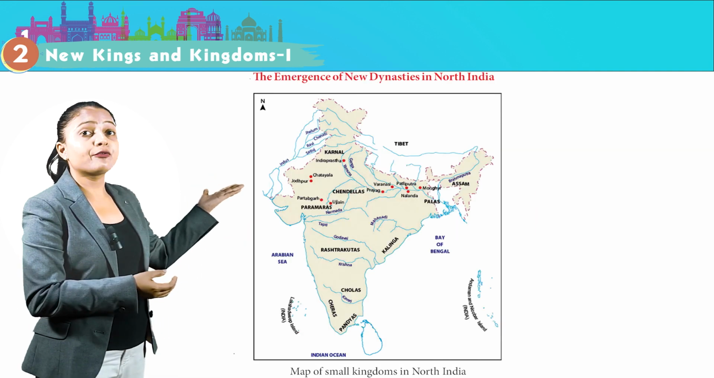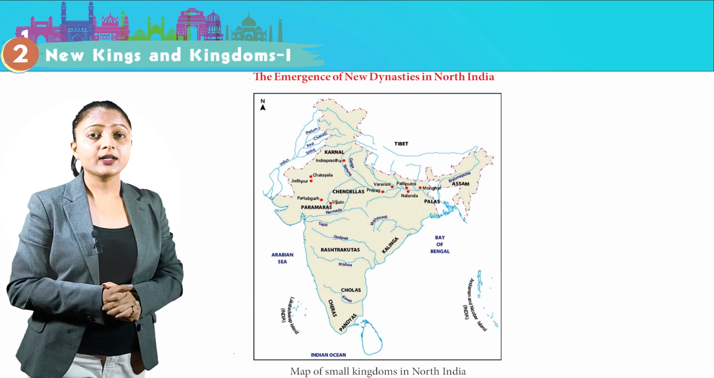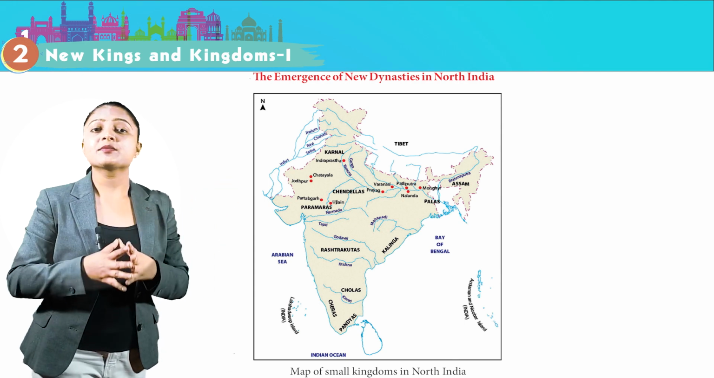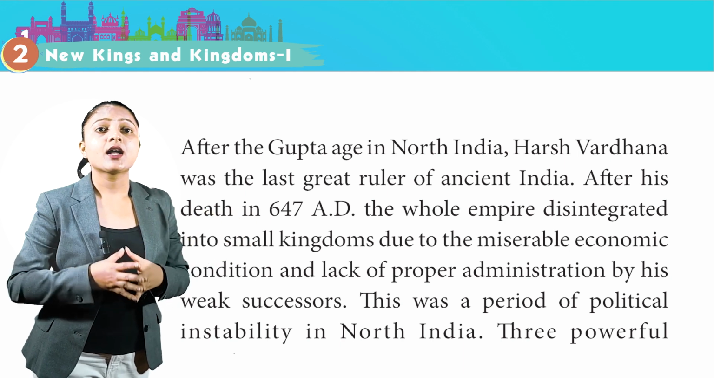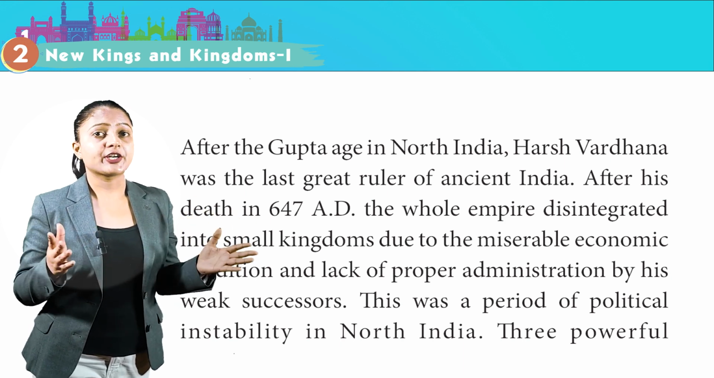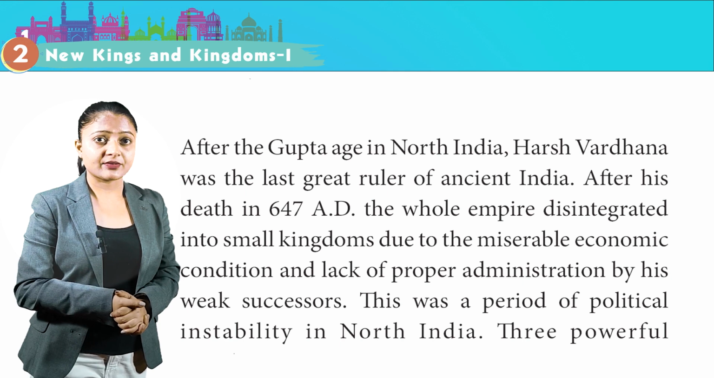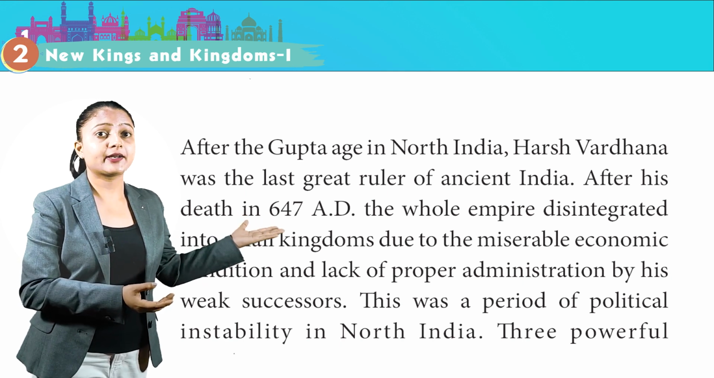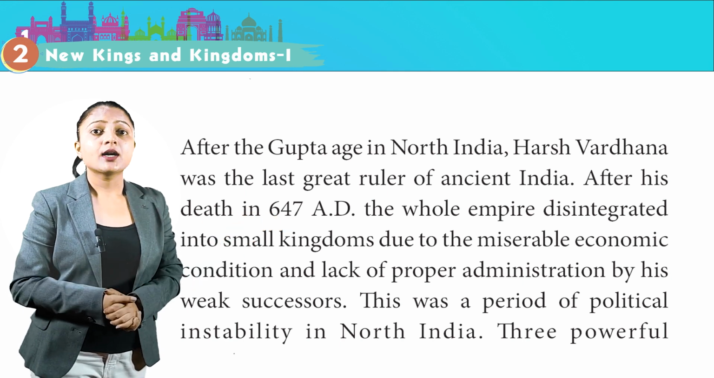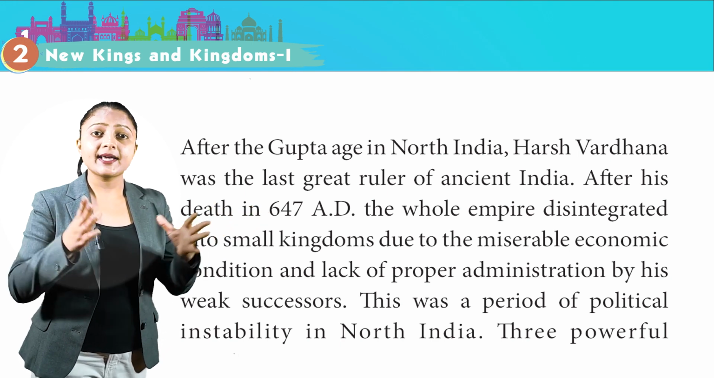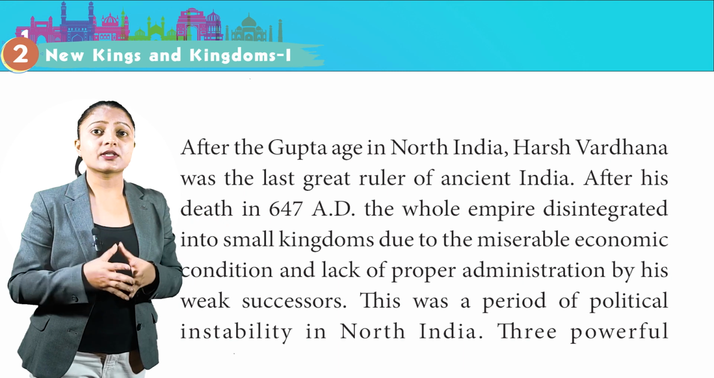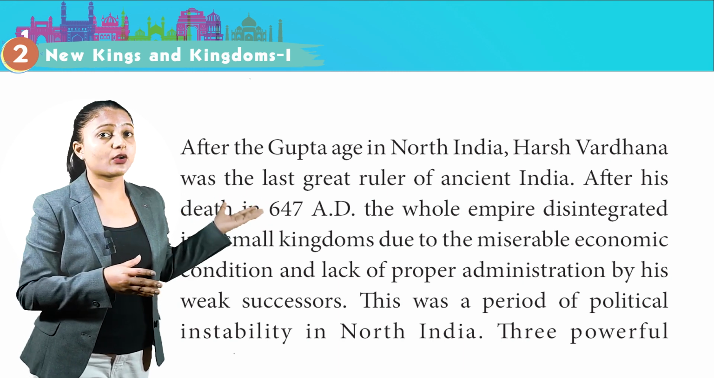The emergence of new dynasties in North India. This is the map of small kingdoms in North India. After the Gupta age in North India, Harshvardhana was the last great ruler of ancient India. After his death in 647 AD, the whole empire disintegrated into small kingdoms due to the miserable economic condition and lack of proper administration by his weak successors. This was a period of political instability in North India.